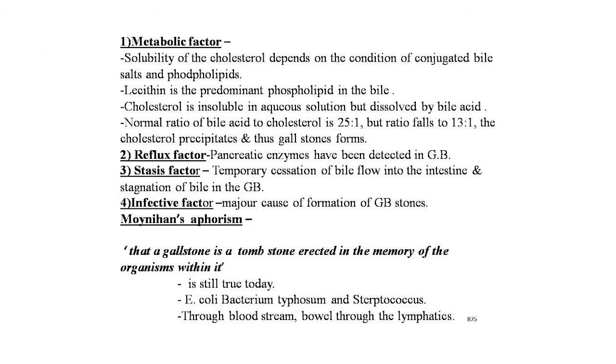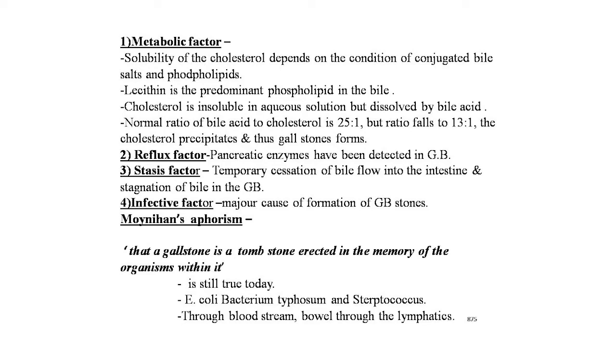Now the metabolic factors: solubility of the cholesterol depends on the condition of conjugated bile salts and phospholipids. Lecithin is the predominant phospholipid in the bile. Cholesterol is insoluble in aqueous solution but dissolved by the bile acid. The normal ratio of bile acid to cholesterol is 25:1, but the ratio falls to 13:1. The cholesterol precipitates and thus gallstones form.